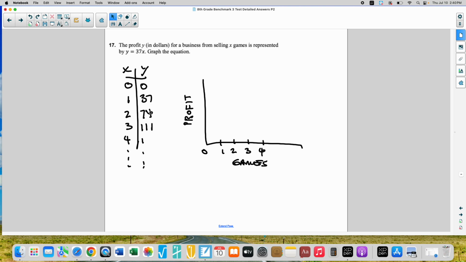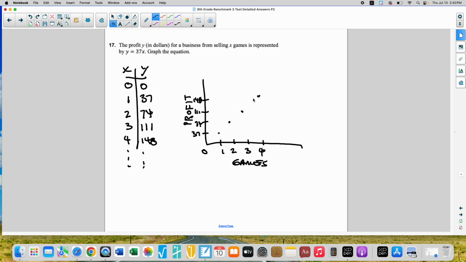So 37, 7 is 14, 6, 7. That's correct. That's going to give me 111. And this is going to give me 148. So we can make those my increments. Not the best. 37, 74, 111, 148. The benefit of that is you get right on grid lines.